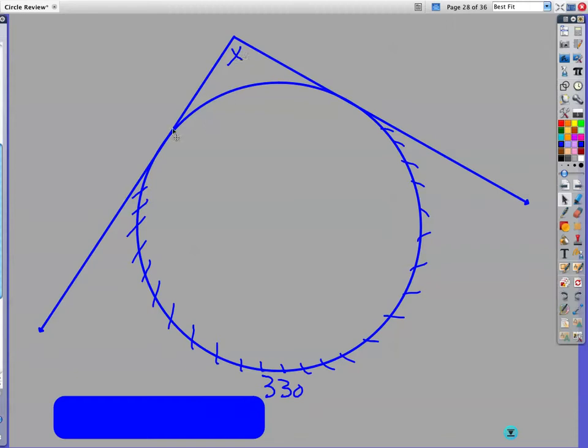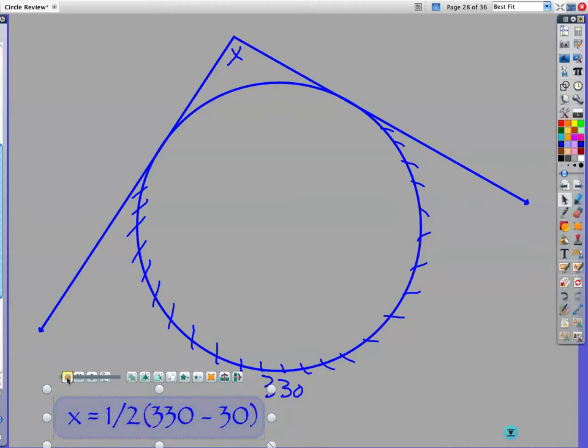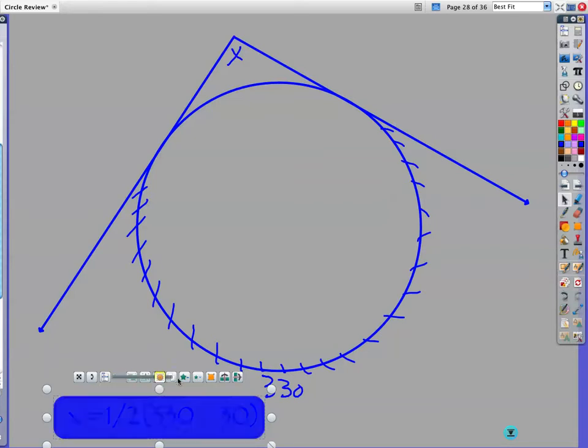Okay, I want to figure out x. This is where you don't be an aardvark. Take 1/2 times your large arc minus your small arc. So your large arc is 330. That leaves 30 for your small arc. Take it times 1/2, and that gives you the angle.